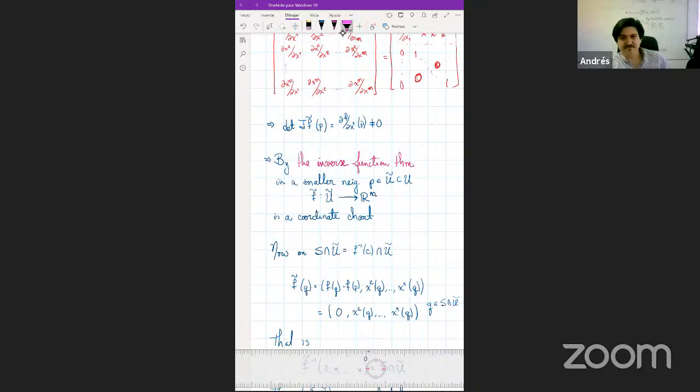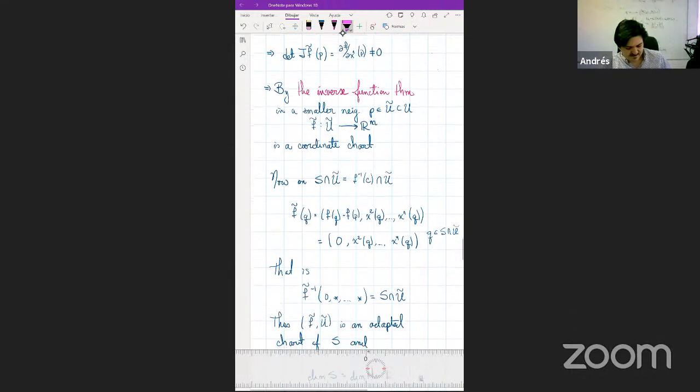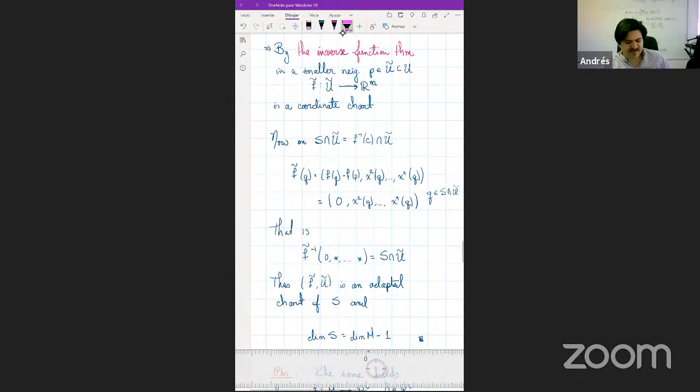So far, so good? So that's my adapted chart. In my definition, I have n minus 1 free entries. The dimension is n minus 1.